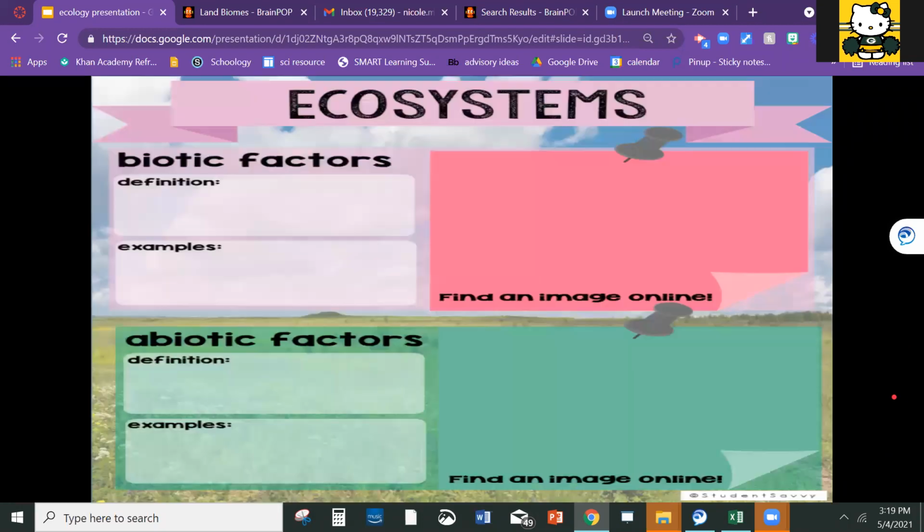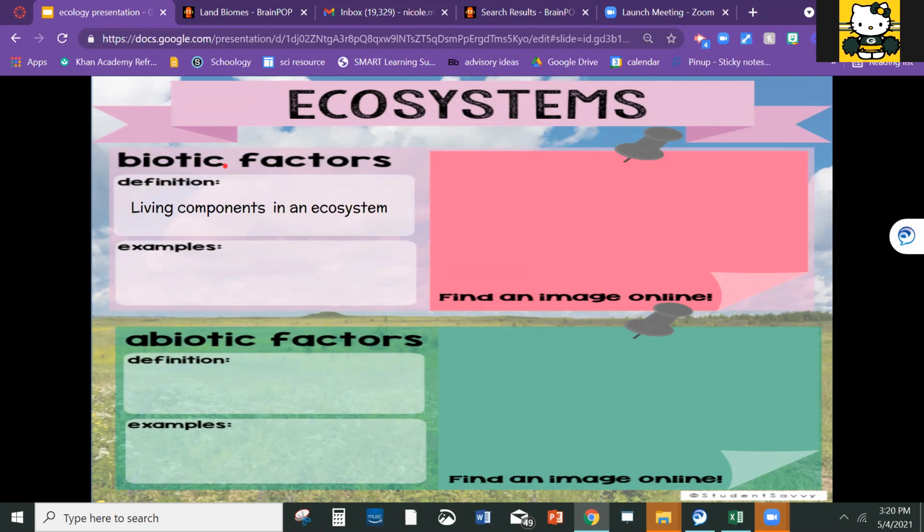The next page in our digital notebook looks like this, and we're going to attack the learning target for today, being able to define and give examples of biotic factors and abiotic factors. We'll start with biotic factors. Biotic factors are living components in an ecosystem.